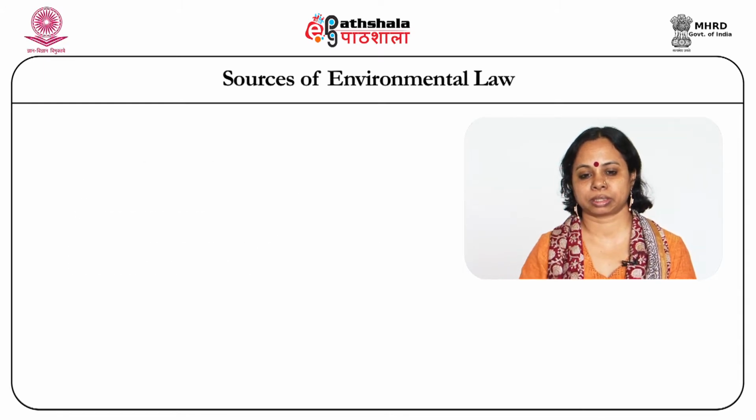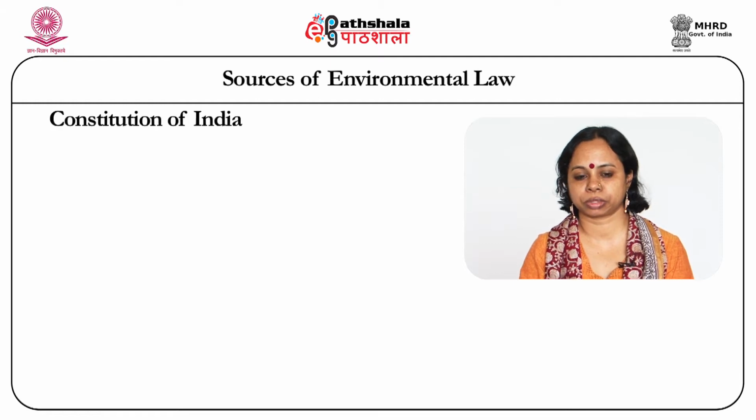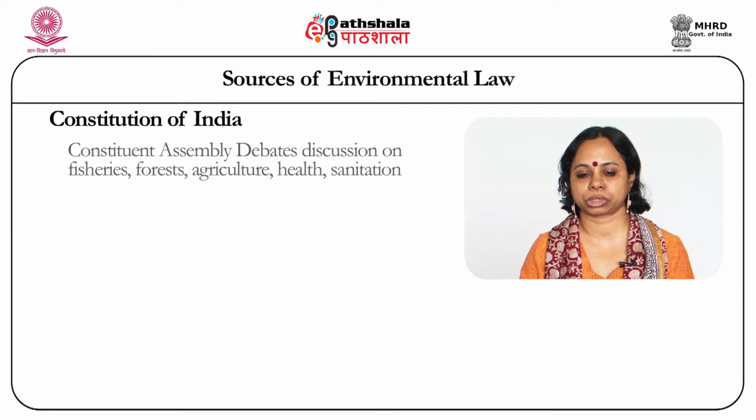Now, to begin with, we look at the Constitution of India in the first place. If we look at the Constituent Assembly debates, there were discussions centered around fisheries and forests particularly, or issues like health and sanitation, discussed at length as to where these could be allocated. The Ministry of Agriculture had actually proposed for their inclusion in the concurrent list, because the ministry felt that the agricultural prosperity of India to a large extent would be decided by the way we use the forests.